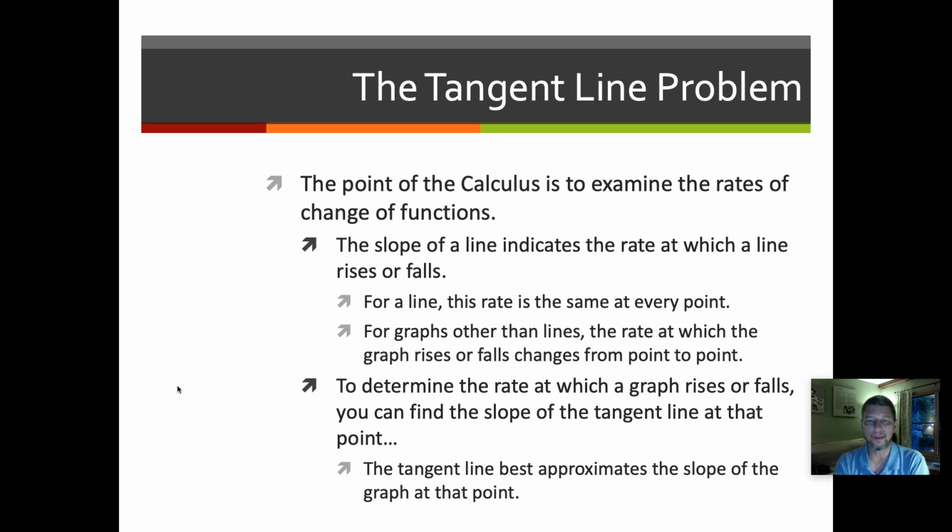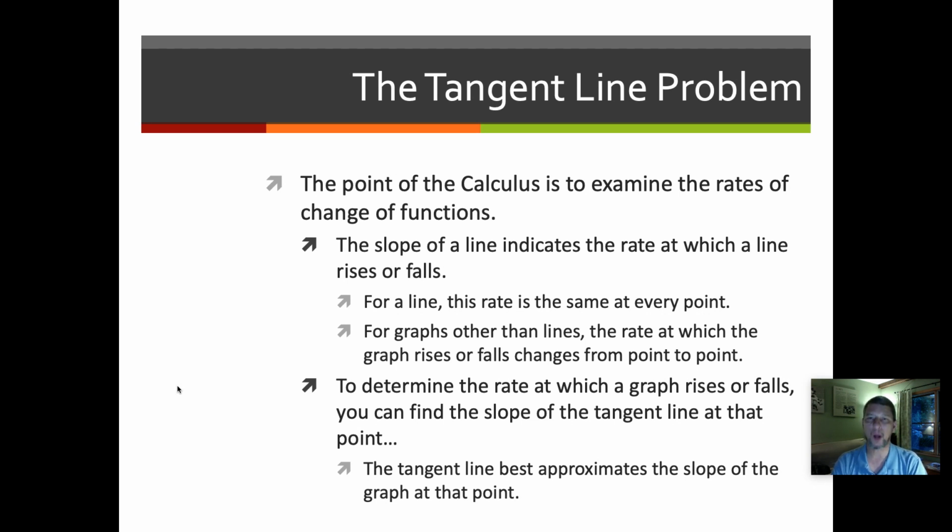For a line, this rate is the same at every point. In other words, no matter where on a line you measure the slope, you're going to come up with the same number. The slope of a line is constant. It doesn't change. However, for graphs other than lines, the rate at which the graph rises or falls changes from point to point. If you're looking at a curve or a parabola or anything else that's not a perfectly straight line, then if you measure the slope at two different points, you're going to get two different answers.